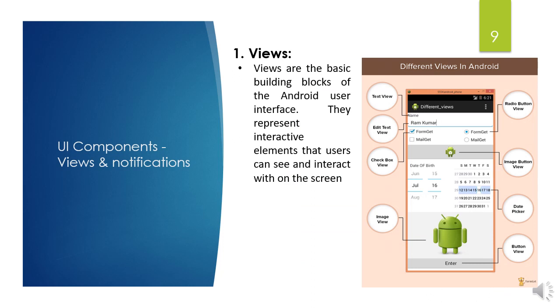UI components, views, and notifications. Views are the basic building blocks of the Android user interface. They represent interactive elements that users can see and interact with on the screen. Examples of views include TextView for displaying text, EditText for user input, Button for triggering actions, ImageView for displaying images, and many more. Views are organized and arranged within layouts such as LinearLayout, RelativeLayout, ConstraintLayout, etc.